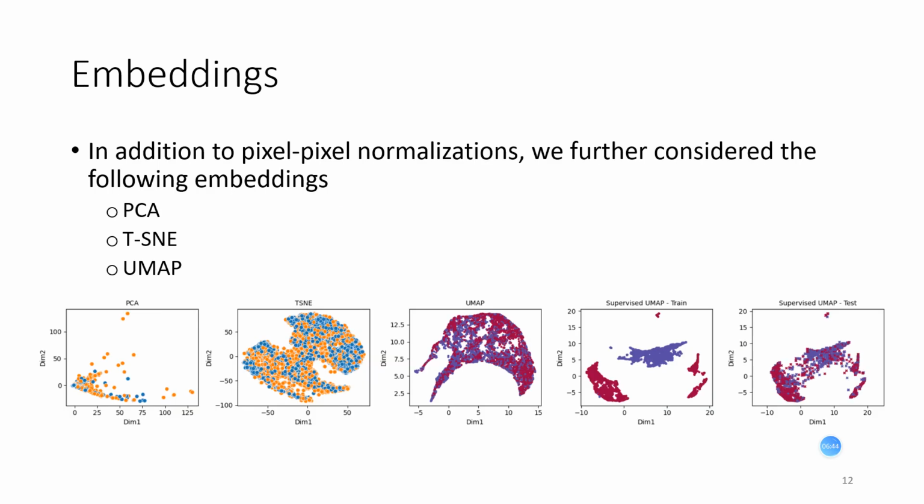And then I want to focus on the data embedding techniques. In addition to the pixel-wise normalizations, we further consider the following embeddings: PCA, t-SNE, and UMAP.